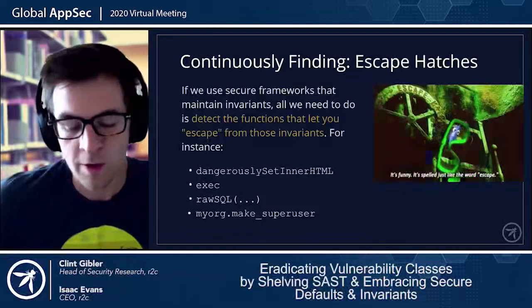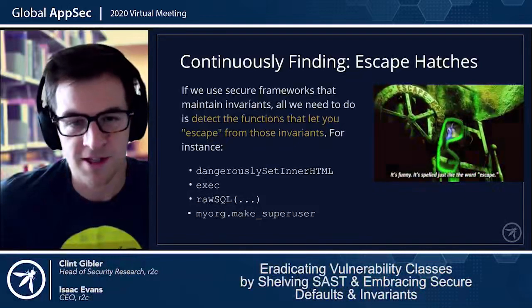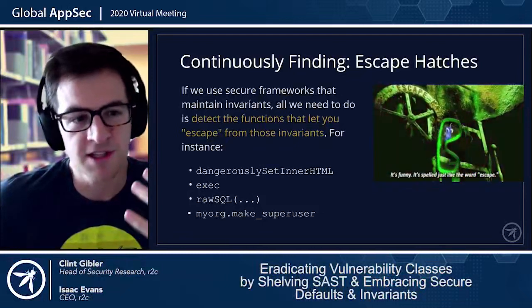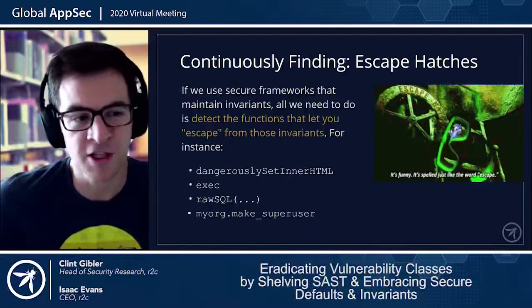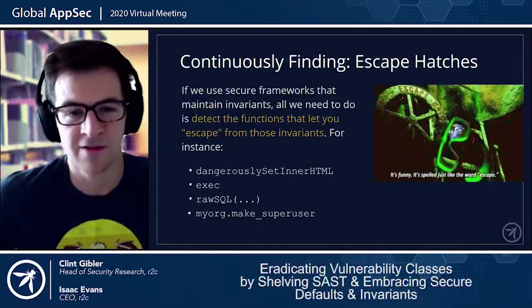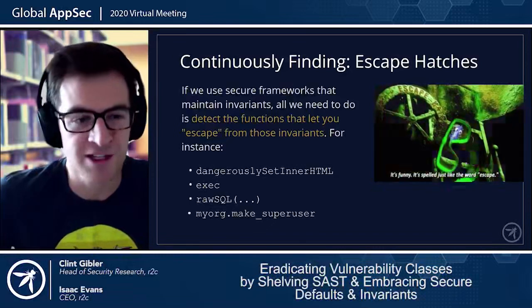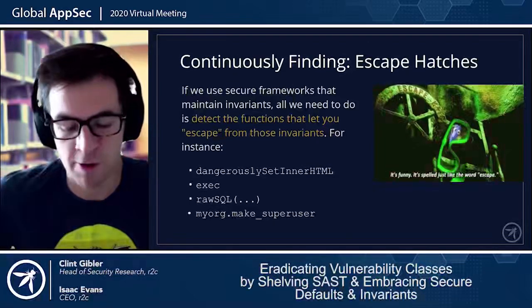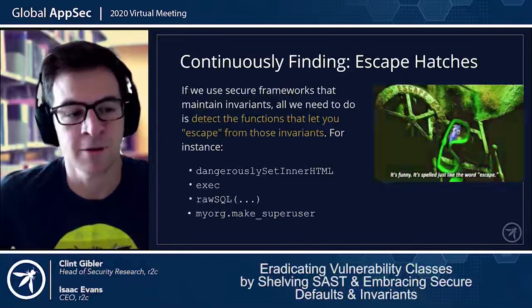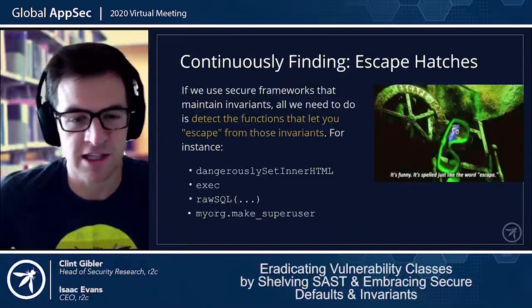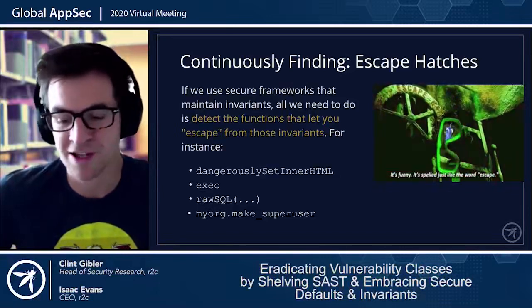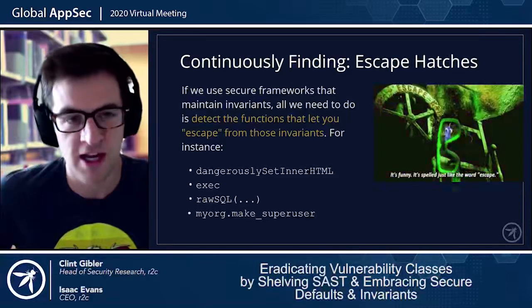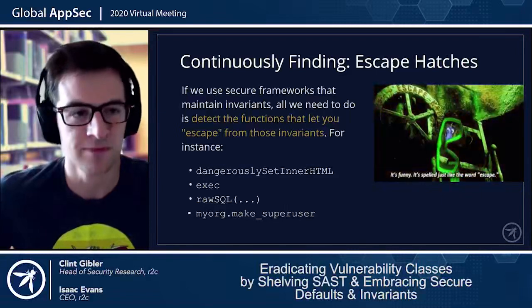So what are we hoping to continuously find? Well, this presentation has been about eradicating vulnerabilities. So the whole idea here is, all right, if we're using secure frameworks that maintain invariants, then all we need to do is detect the functions that let you escape from those invariants, aka escape hatches. So for instance, earlier in the presentation, we were talking about React. The escape hatch that we'd like to find in React is dangerouslySetInnerHTML. If we're concerned about remote code execution, the escape hatch from our memory safe language is a function like exec.